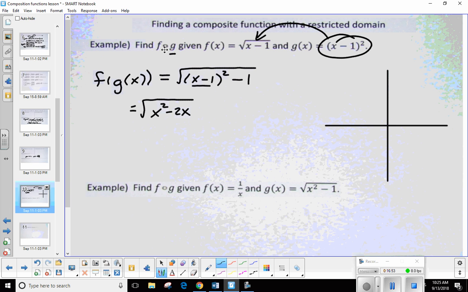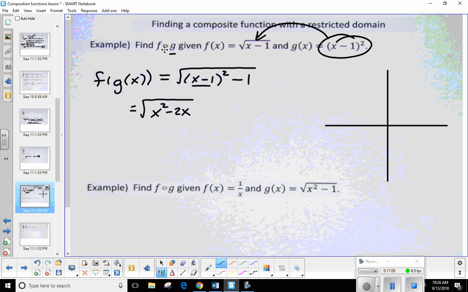Do we have to take out 0? Yeah. Well, let's see. If x were 0, 0 squared minus 2 times 0, would that be okay? Remember, can we take the square root of 0? Yes. So that's fine. So 0 is fine.